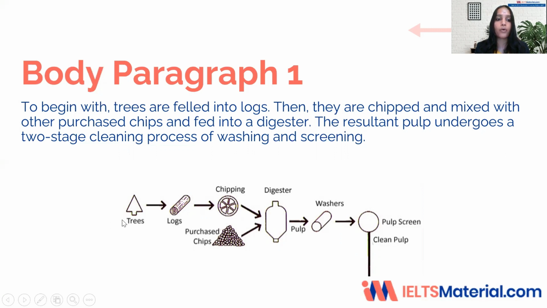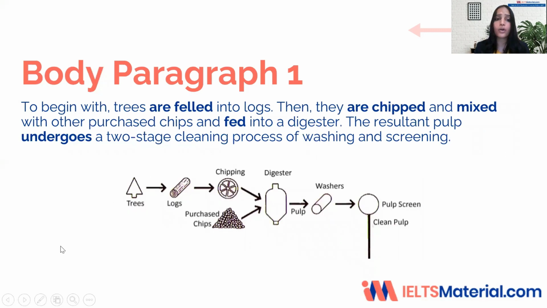So you can see how we begin with the trees, which are felled into logs. You can see the chipping machine, right? So along with the purchased chips, they go into the digester here. Next, you can see the pulp, the washers, pulp screen. Finally, they give you the clean pulp. So the resultant pulp undergoes a 2-stage cleaning process of washing and screening.